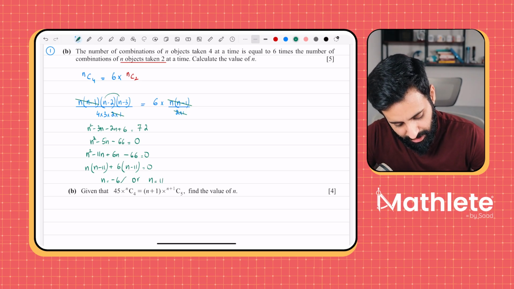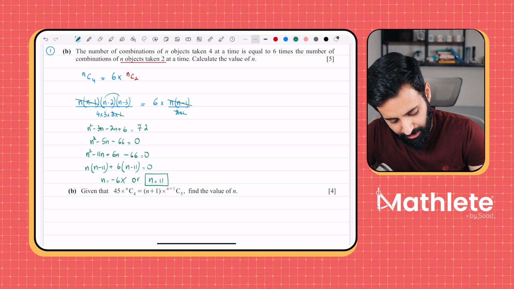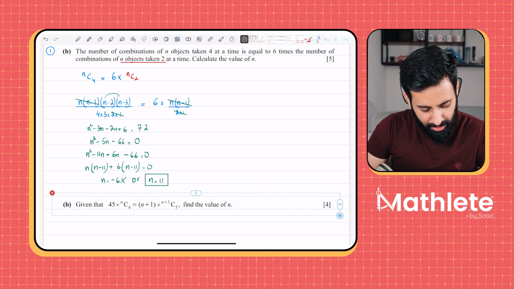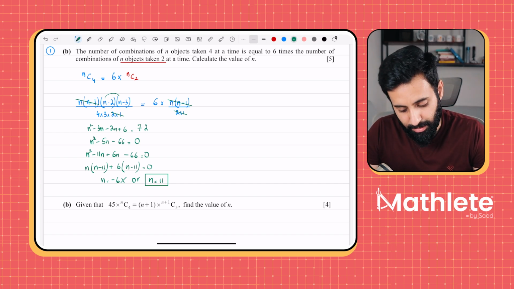Now obviously minus 6 is not possible because we're talking about objects over here. Even though the question does not say write the positive value of n, we have our common sense which tells us that the value of n has got to be positive. It can't be negative because we're dealing with objects over here. So that means the correct answer is 11.